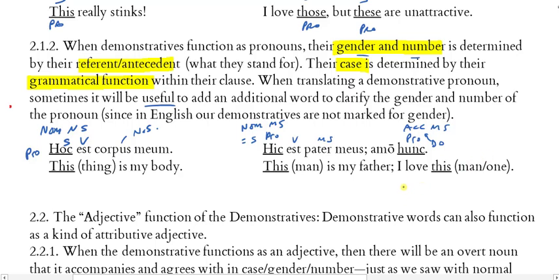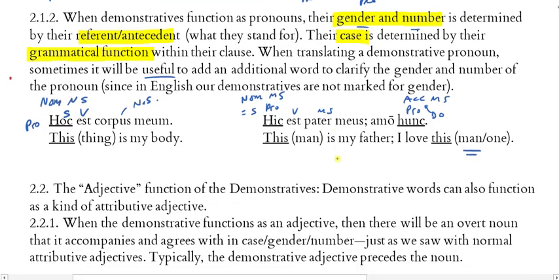But can I say in English, I love this, and be referring to a man like that? It sounds awkward, right? Because when I say I love this, it sounds like I'm saying I love this thing. And this is a situation where adding the extra word in English will be meaningful. I love this man. I love this one. I love this dude. Okay? Although in Latin I could just say amo hunc and use the accusative masculine singular to indicate that it's a masculine singular entity that I love.